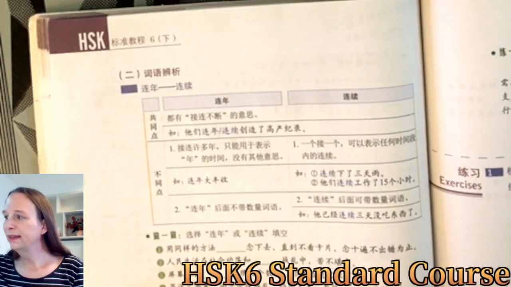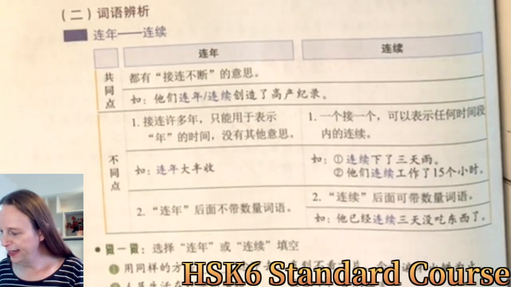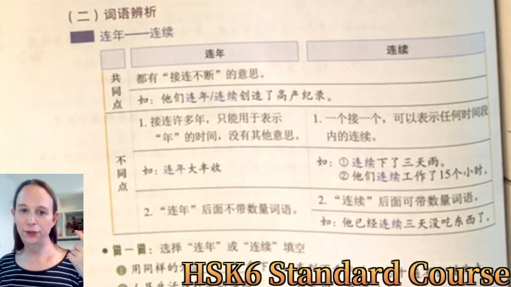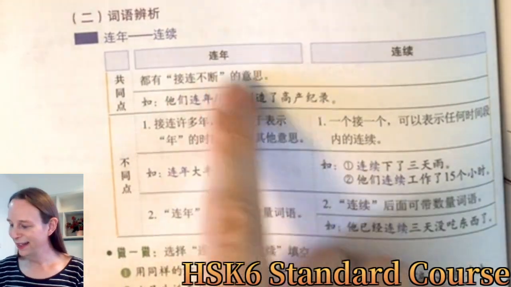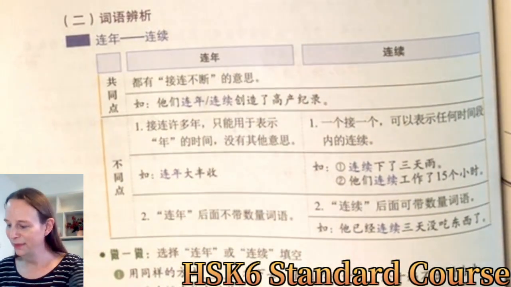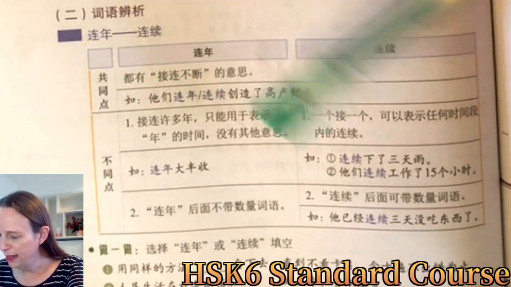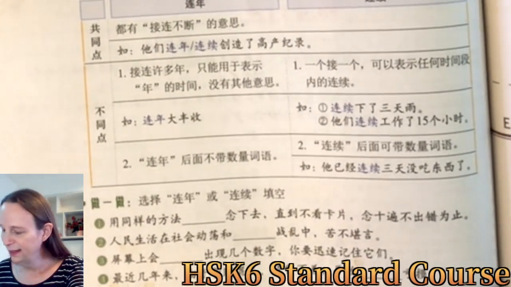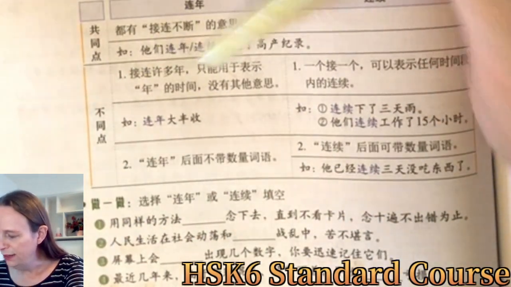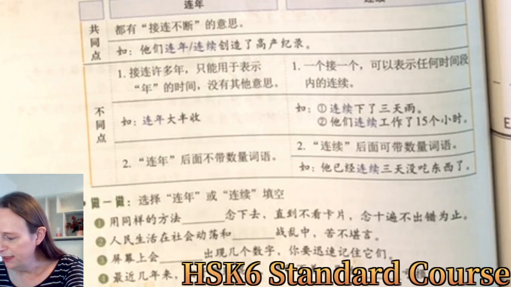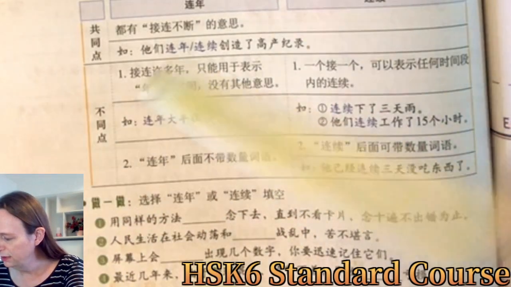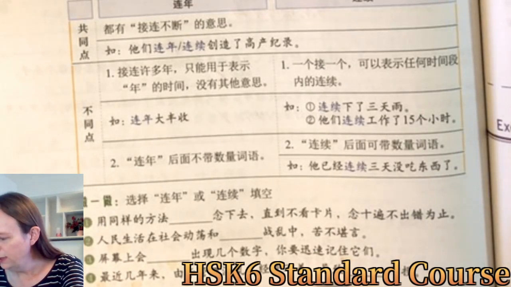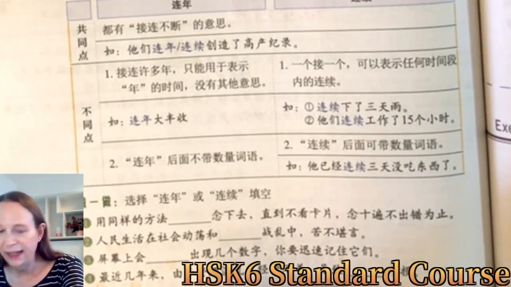All right, how are we going? We're comparing two words, 连年 and 连续. 连年 is 连续的年, consecutive years, whereas 连续 is just consecutive. 都是连接不断的意思. 他们连年连续创造了高产记录. 连年, 连续许多年, 只能用于表示年的时间, 没有其他意思, 如连年大丰收. 连续, 一个接一个, 可以表示任何时间段内的连续. Yeah, I mean, is that not obvious?